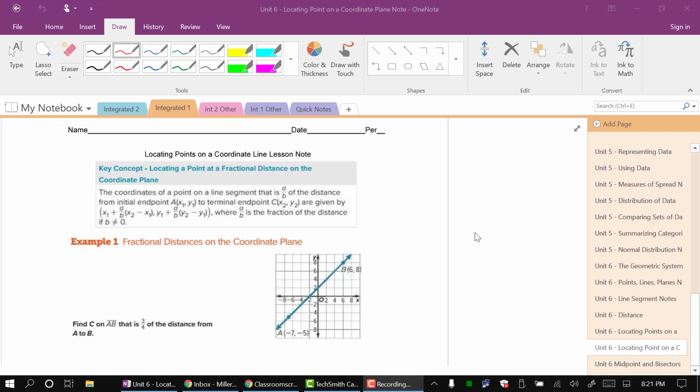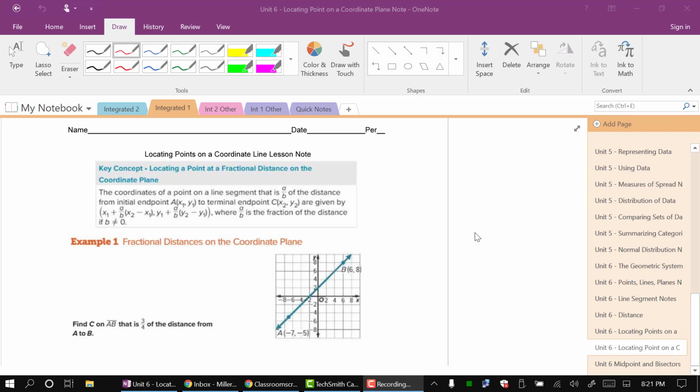Today we're going to be looking at locating points on a coordinate plane. So we've looked at them on a number line. Today we're going to be applying it to a coordinate plane. The only difference is we have this added feature of the y value because a coordinate plane is 2 dimensions. So it's just like the x equation on a number line, but instead of using x's, we use y's.